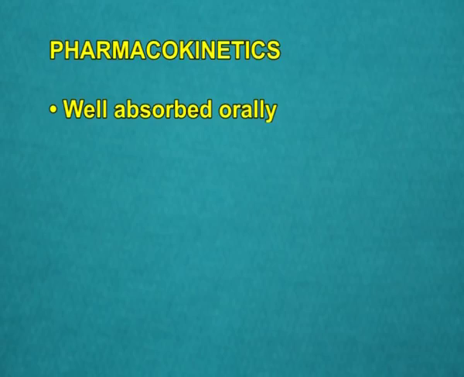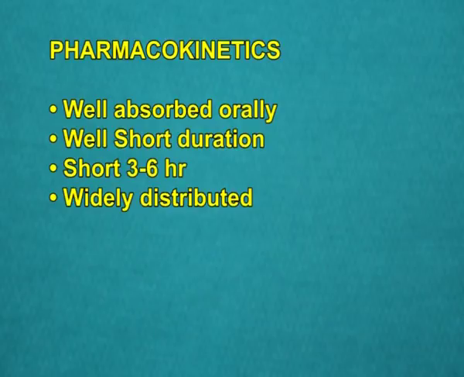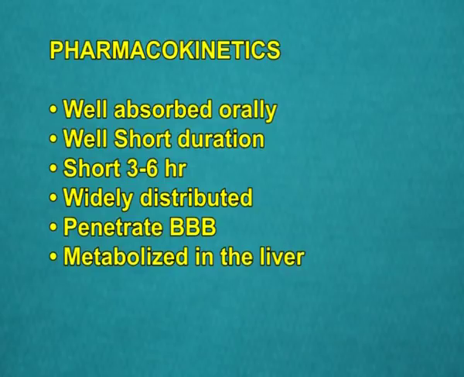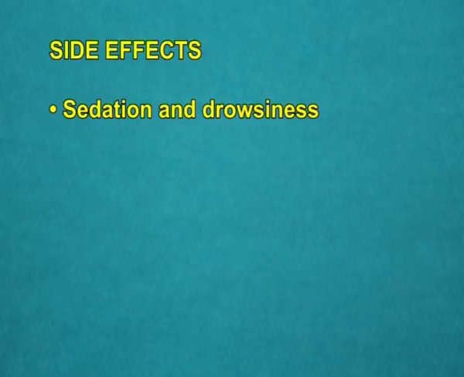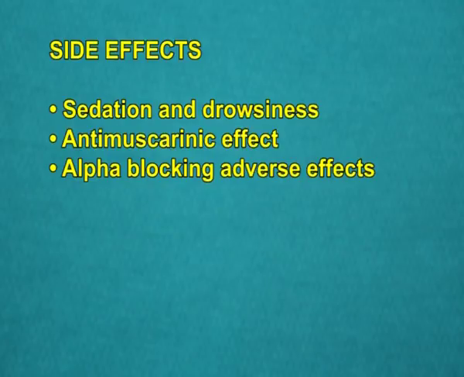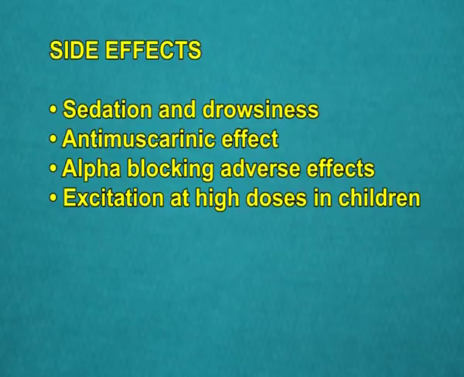Now we are discussing the pharmacokinetics of antihistaminics. They are well absorbed orally, with a short duration of 3 to 6 hours, widely distributed, penetrate the blood-brain barrier, and are metabolized in the liver. Now we come to the side effects, which may include sedation and drowsiness, antimuscarinic effects, alpha blocking adverse effects, and excitation at high doses in children.